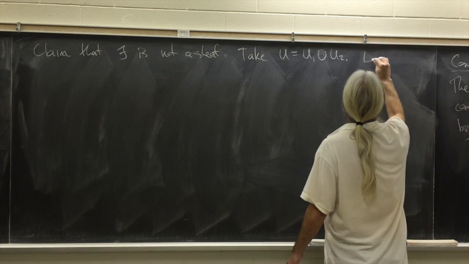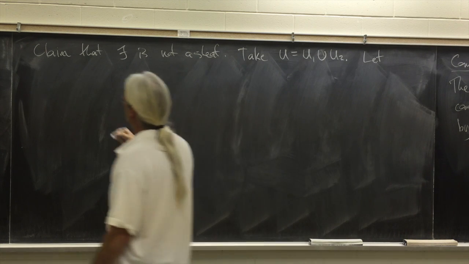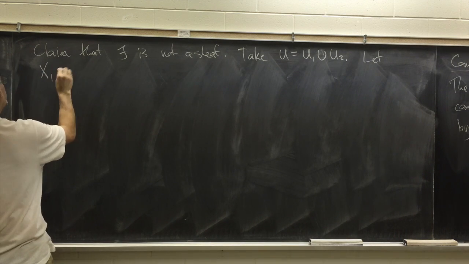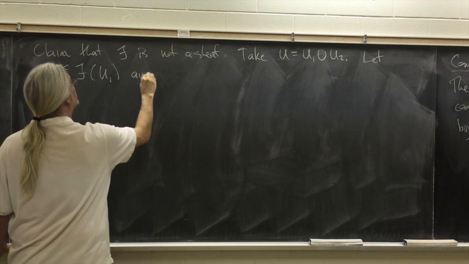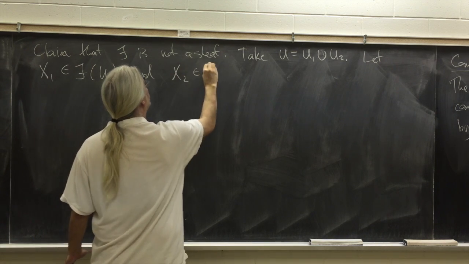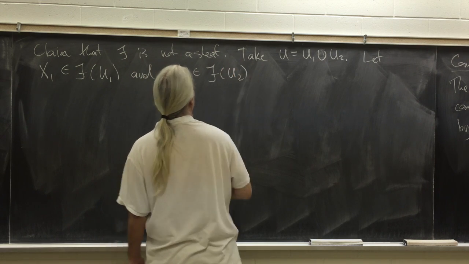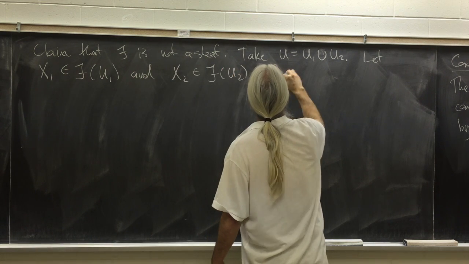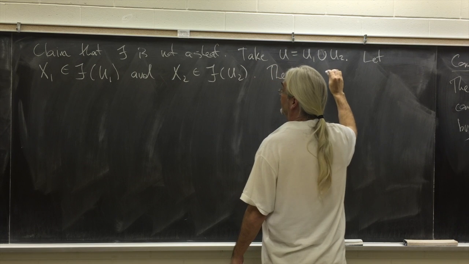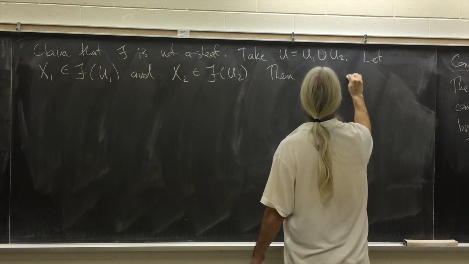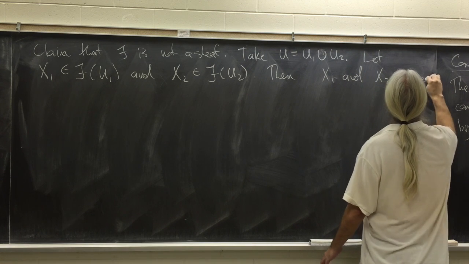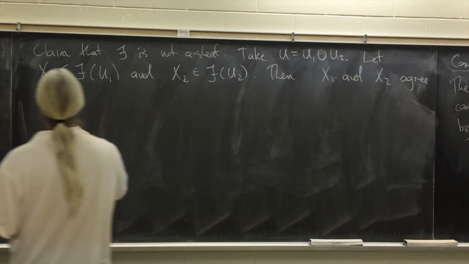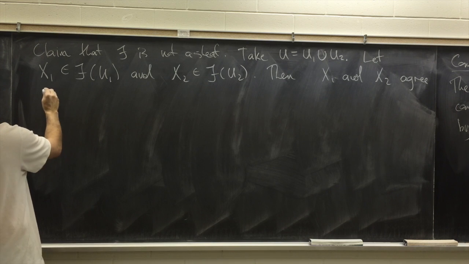All right, so let x1 be in F of U1 and x2 be in F of U2. Then x1 and x2 agree on the intersection. That's one of the conditions, the condition for the gluing condition.